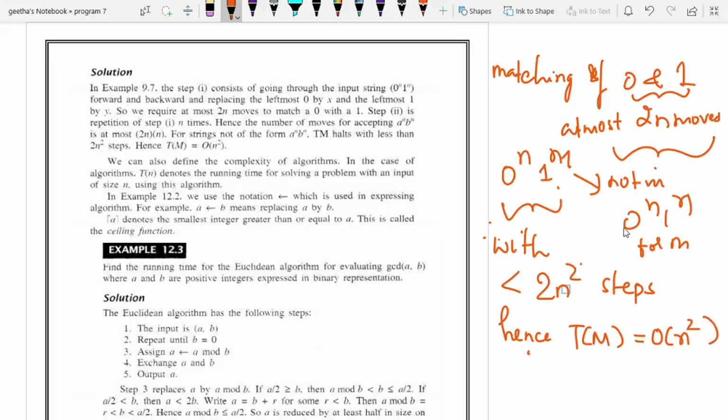For the language 0 to the power n 1 to the power n, it takes order of n square.